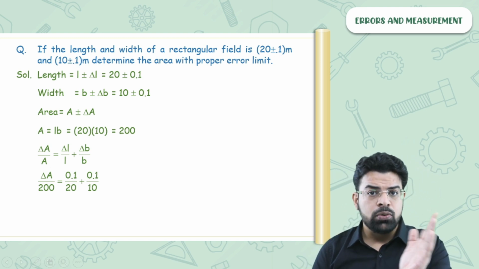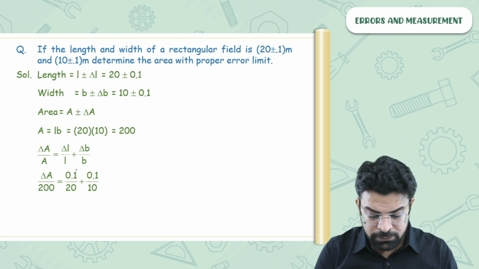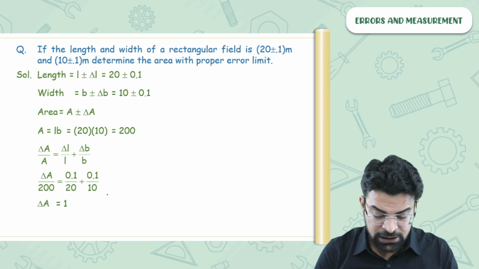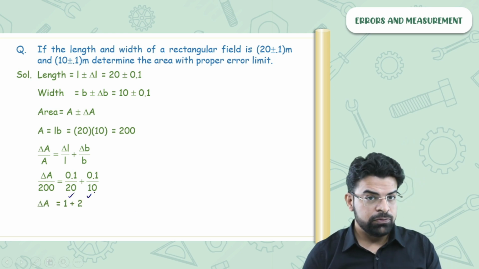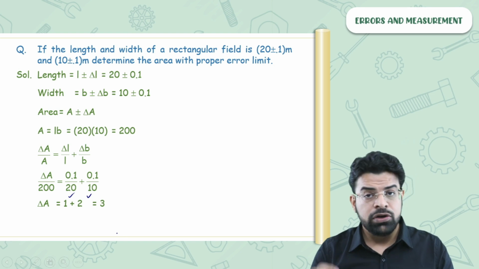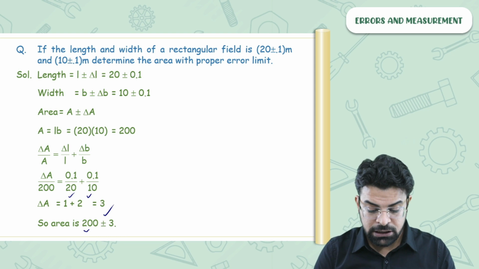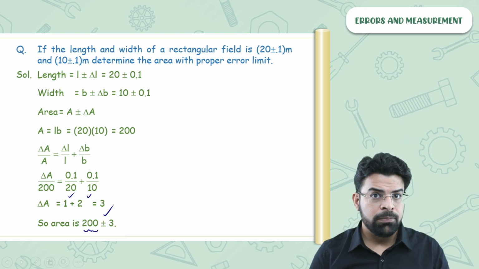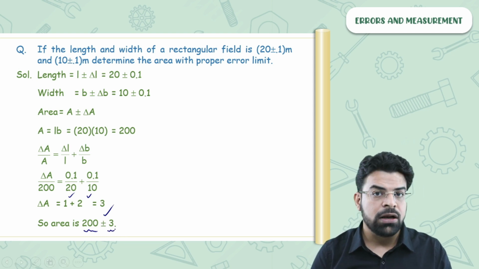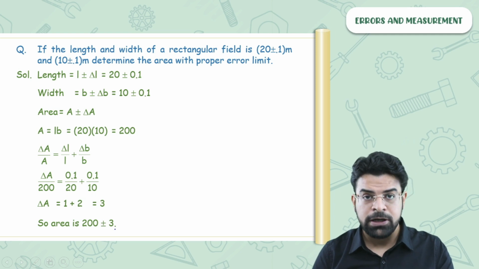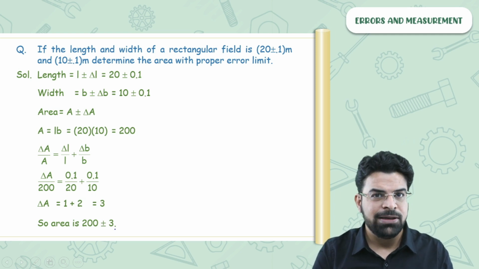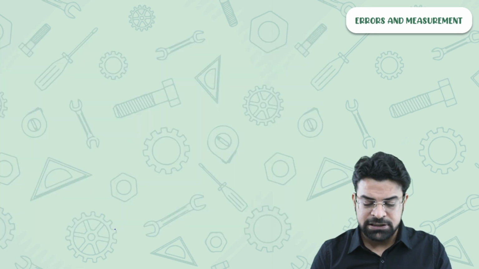So multiply 200 to each term. When you multiply 200 to each term, you get delta A equals 1 plus 2, which is nothing but 3. So you will report the final answer as, the area should be reported as absolute part 200 ± the absolute error part 3. So the area should be reported as 200 ± 3 meters squared. Now let's see the next example.